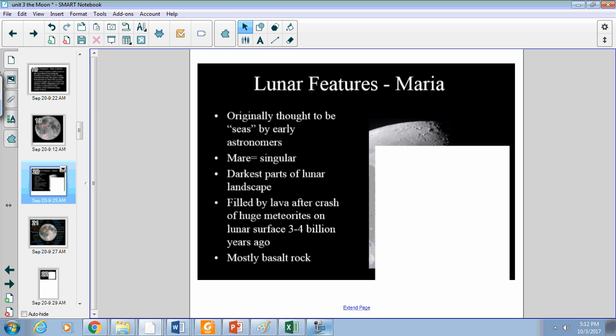What else we got? So maria. These are the original seas. These are formed from ancient lava flows. So they're not actually seas. There's no water again on the moon. These are ancient lava flows, and they appear darker on the moon's surface. And it's mostly made up of basaltic type rock. Geology people might recognize that term, or if you remember me from earth science talking about basalt.